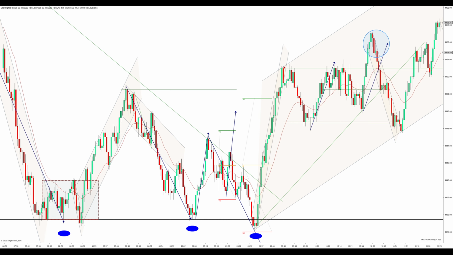We push up here, we test this high up here. We start finding very clear resistance here.